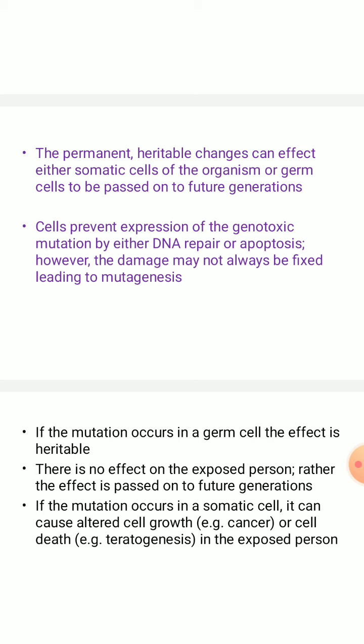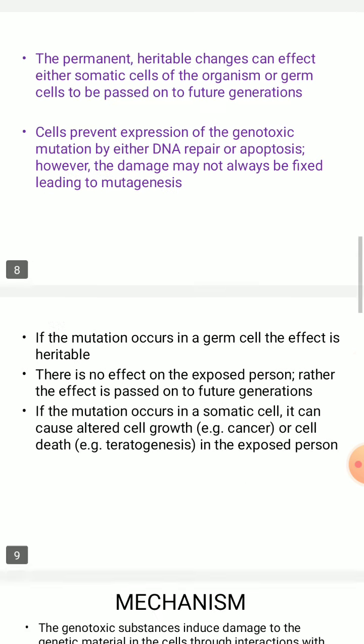So if the mutation occurs in a somatic cell, it can cause altered cell growth, that is, further leading to cancer or even cell death, for example teratogenesis, which is going to happen in the exposed person, right?